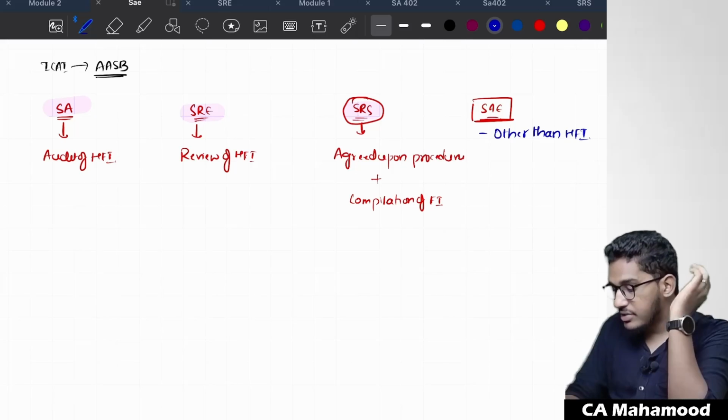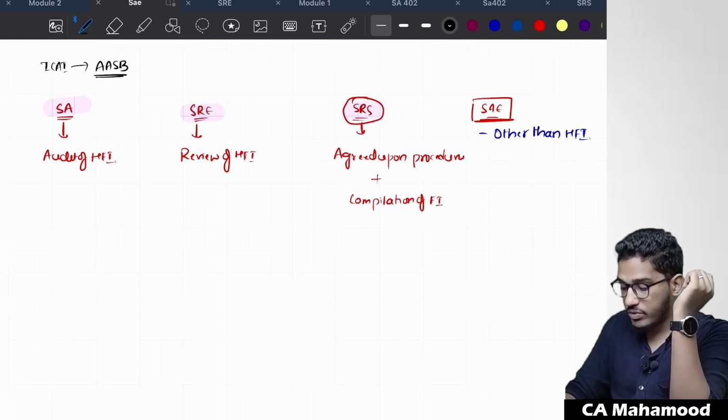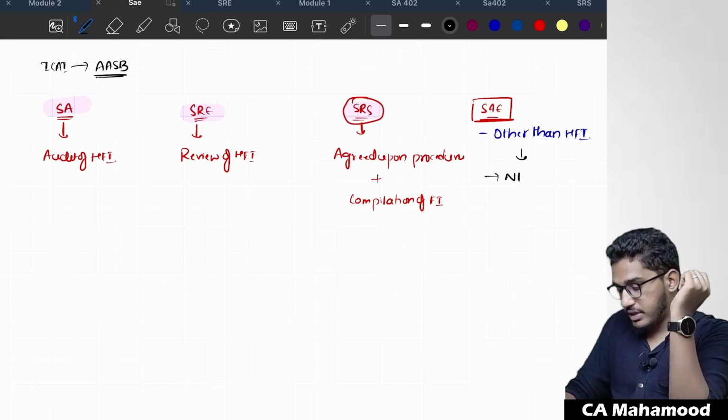Sir, you are telling other than historical financial information, what will get included? Other than historical financial information could mean non-financial information.